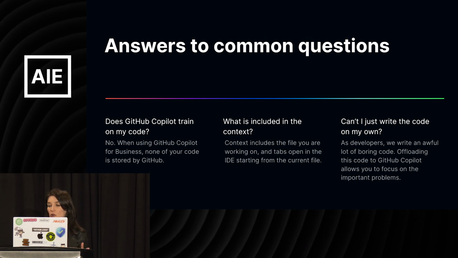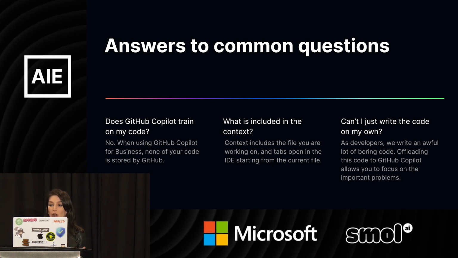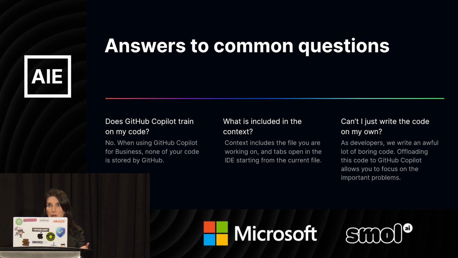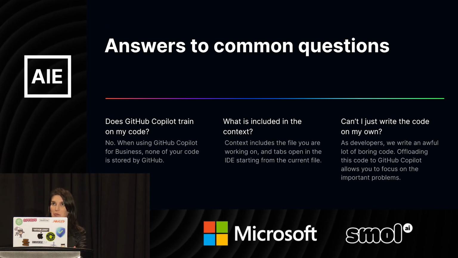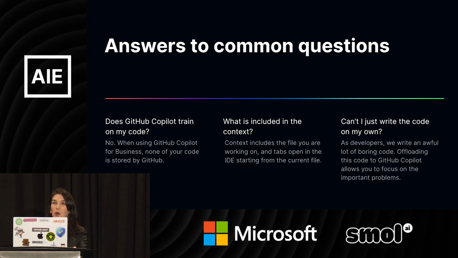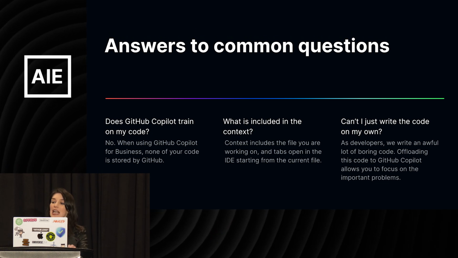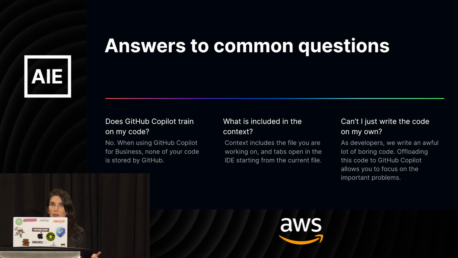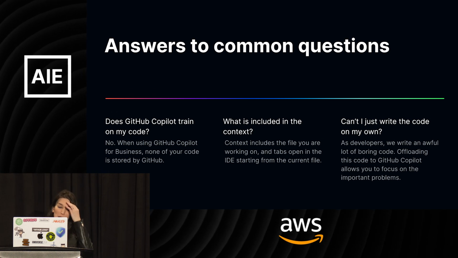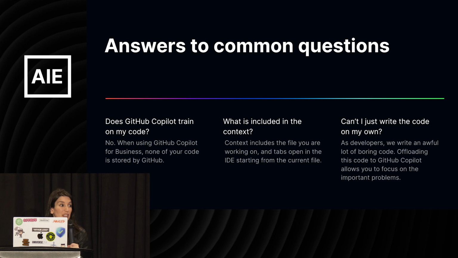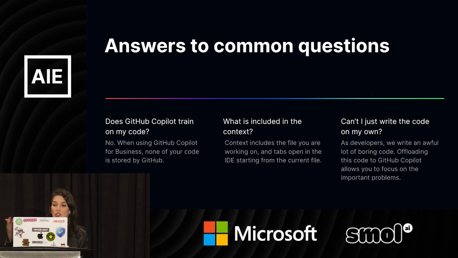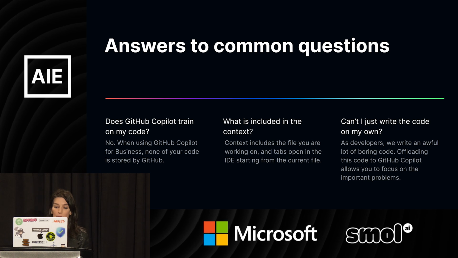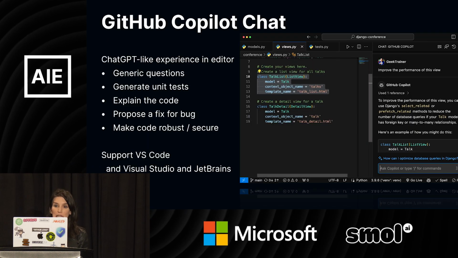Another question we often get is, can't I just write the code on my own? Well, yeah, but how often have you been in a situation where you have to write the same piece of boilerplate code over and over and over again, often doing the same thing with minor changes? We love to automate ourselves out of jobs, make things easier on us so we can focus on things that we actually enjoy doing more. And this is one of the great things about AI and about coding assistants like Copilot in general.